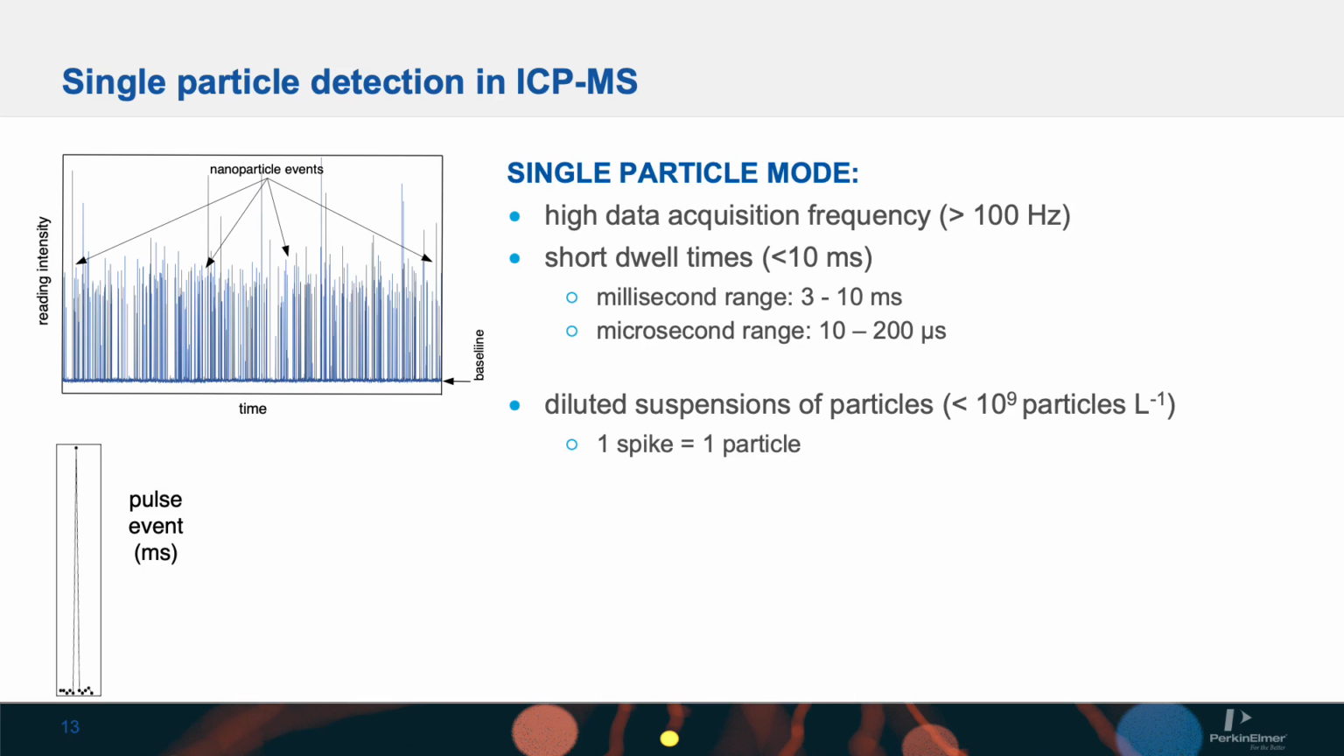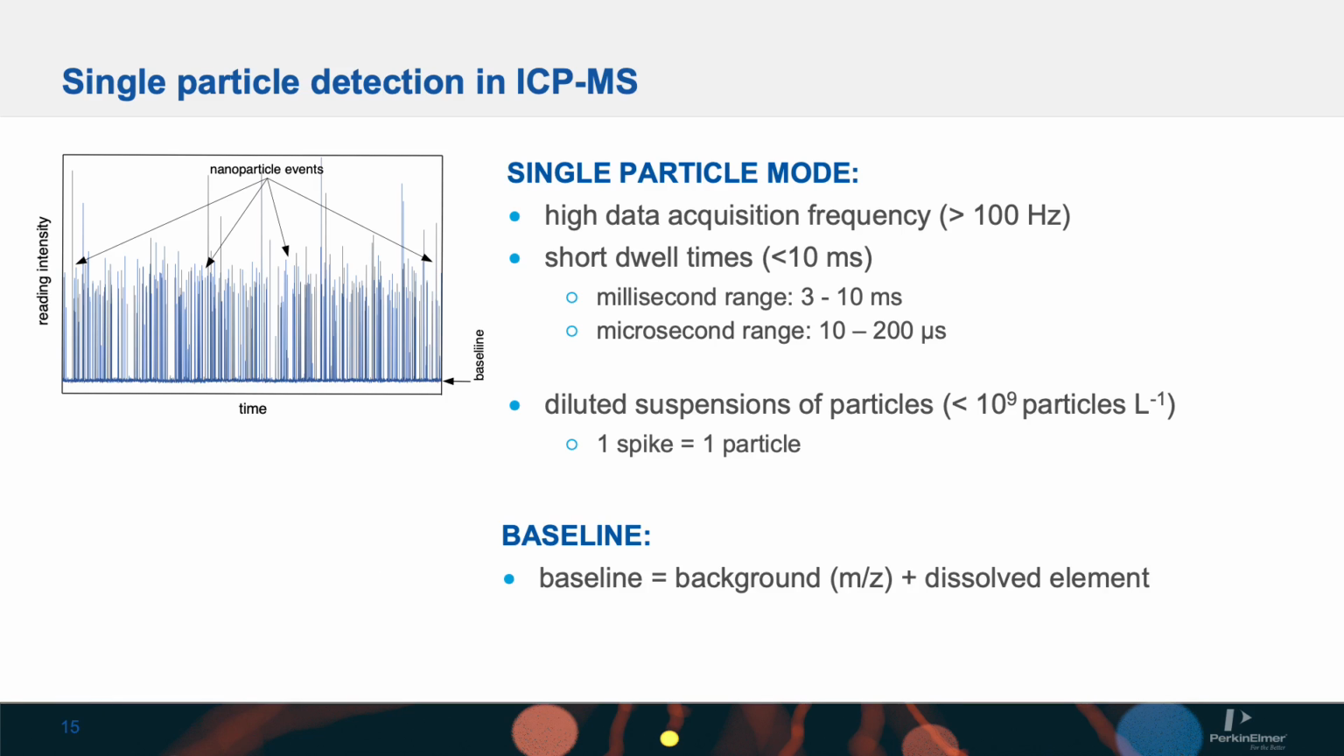Because the duration of the clouds of ions is below 1 millisecond, if we choose dwell times in the range of 3 to 10 milliseconds, we are going to get pulses, which are one-reading events. However, when we use dwell times in the range of microseconds, we get peaks consisting of several readings. In this case, the intensity of the particle event is the sum of the intensity of the readings along the peak, which is equal to the intensity of the pulse.